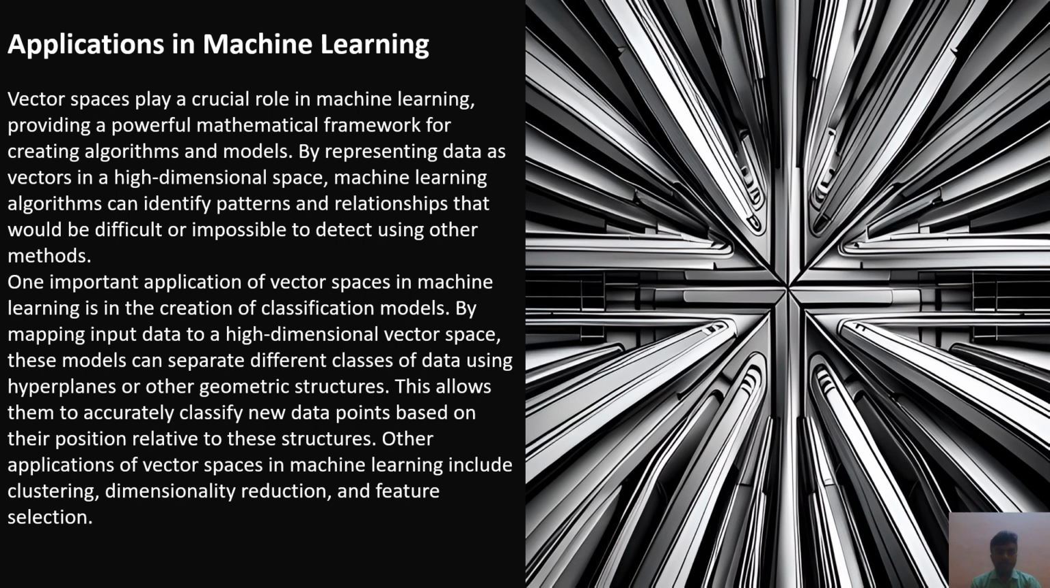One important application of vector space in machine learning is in the creation of classification models. By mapping input data to a high-dimensional vector space, these models can separate different classes of data using hyperplanes or other geometric structures. This allows them to classify new data points based on their position relative to these structures. Other applications of vector space in machine learning include clustering, dimensionality reduction, and feature selection.